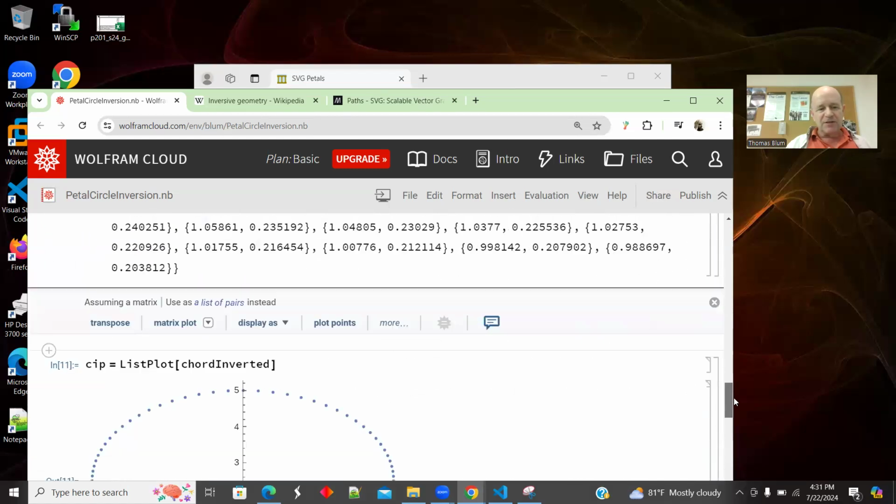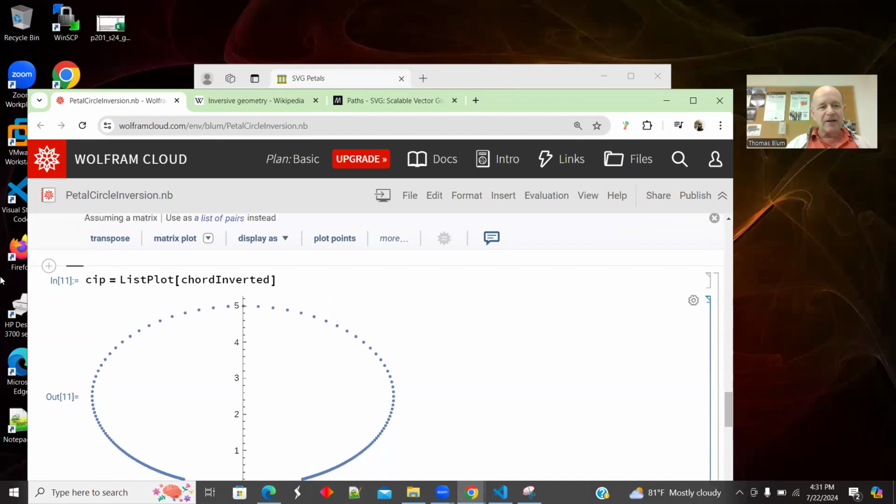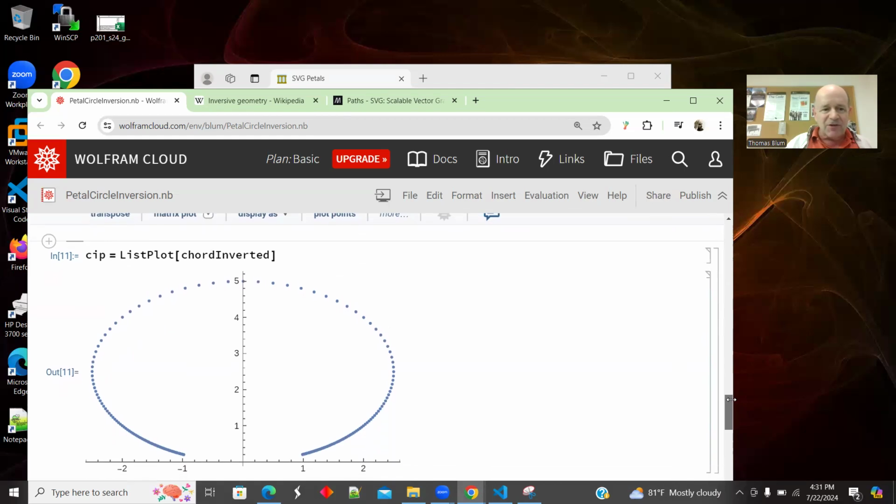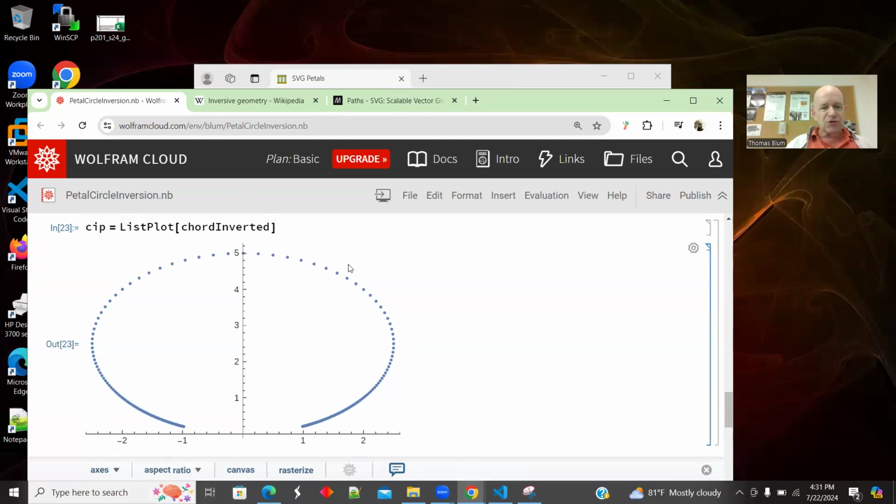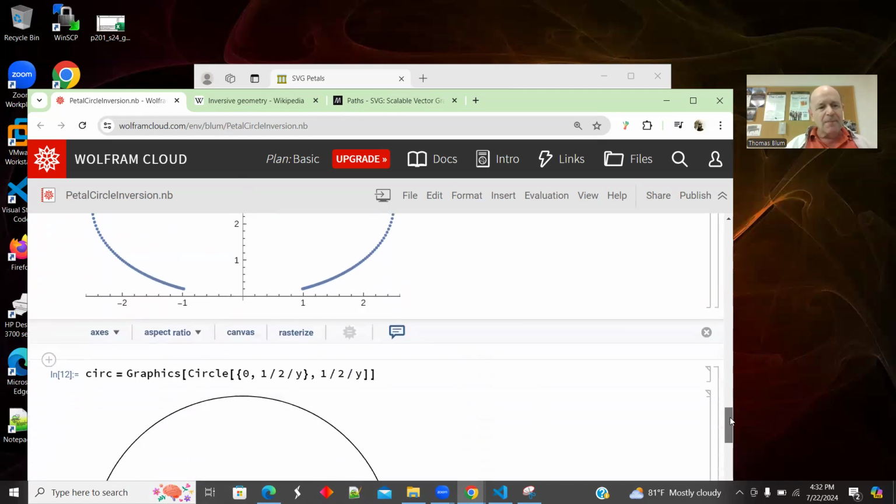And that just gives me a big long list of numbers. And then I plotted it, and I called it CIP, the chord inverted plot or something. Just give it some name. It's easy for me to put things together if I give them names. So I had a list of x and y values, and so now I am plotting it. There we go. Now it looks indeed like a circle. Well, it looks a little bit like an ellipse because it got a little bit of squash, but it is a circle.